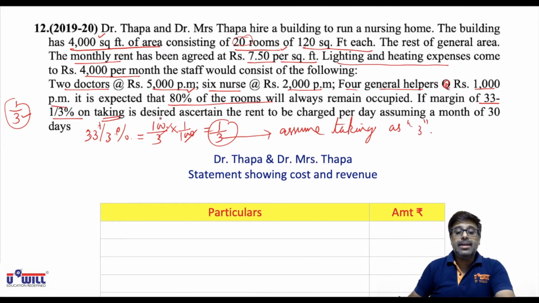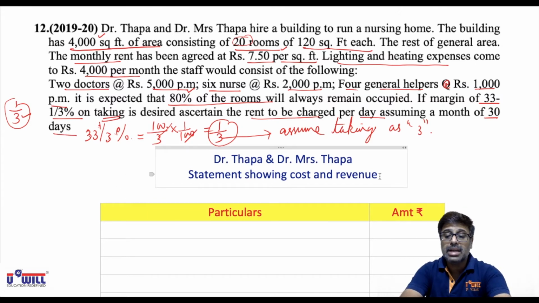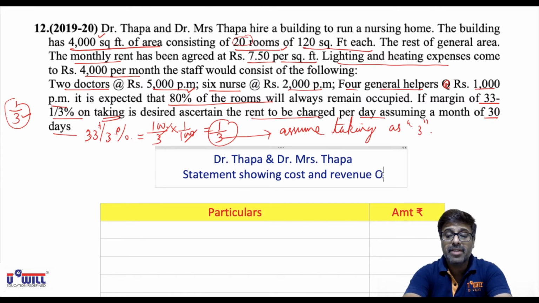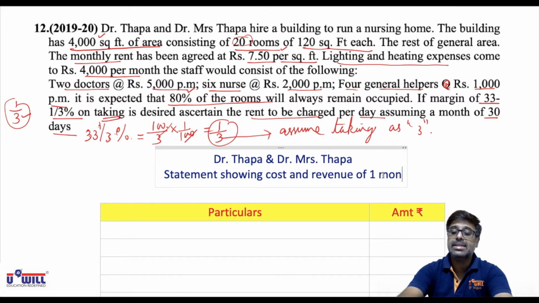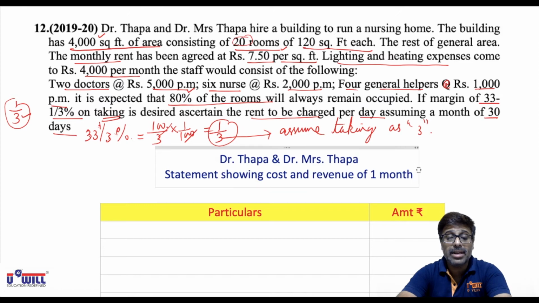It is desired to ascertain the rent to be charged per day, assuming a month of 30 days. So very much similar to the previous question. All of you make this format again. Dr. Thapa and Dr. Mrs. Thapa, statement showing cost and revenue of 1 month. Here also we'll make the statement for 1 month. All of you pause the video and make the format, then we'll solve it.